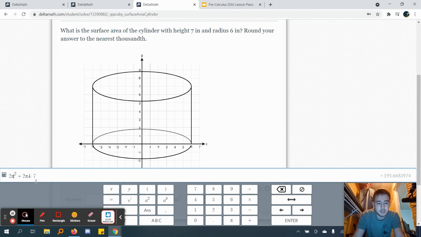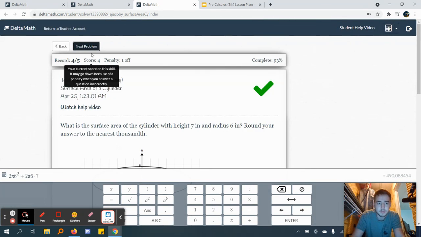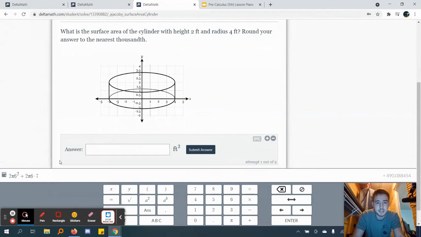We're just going to these formulas and we're plugging in the new numbers. And then just taking what it says. So height is 2, radius is 4, and 50.796.